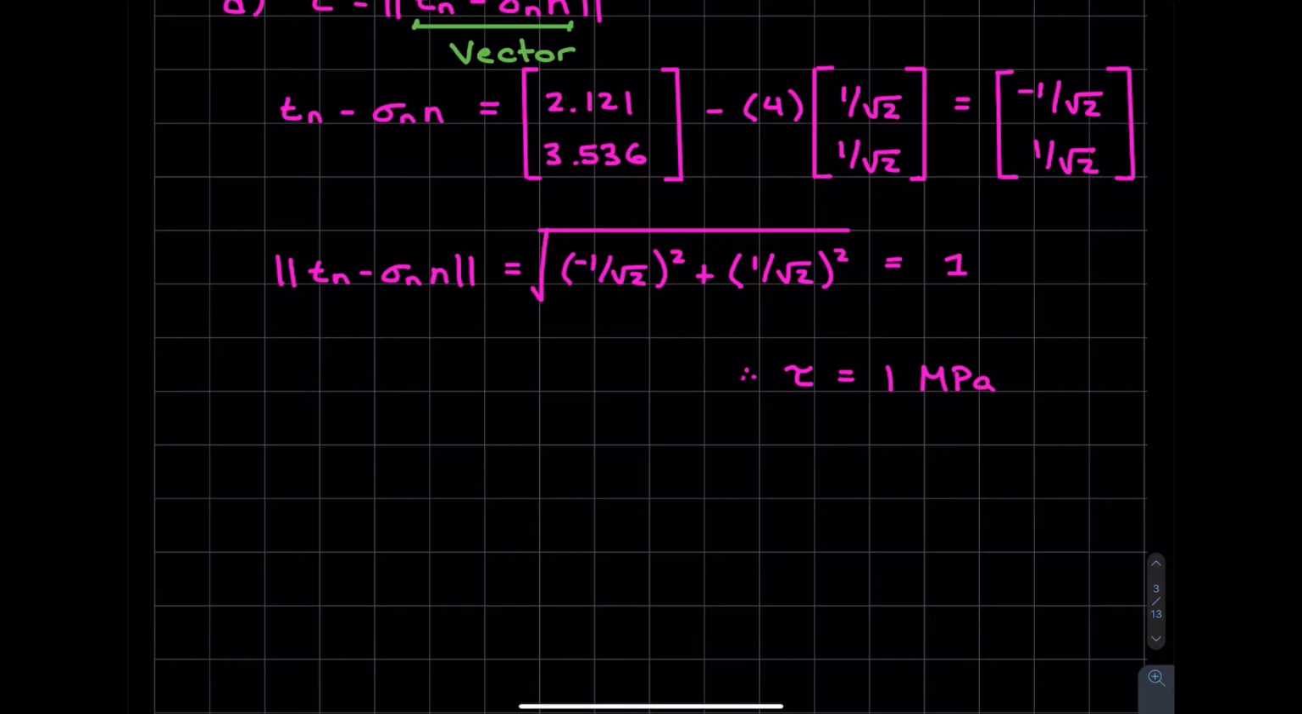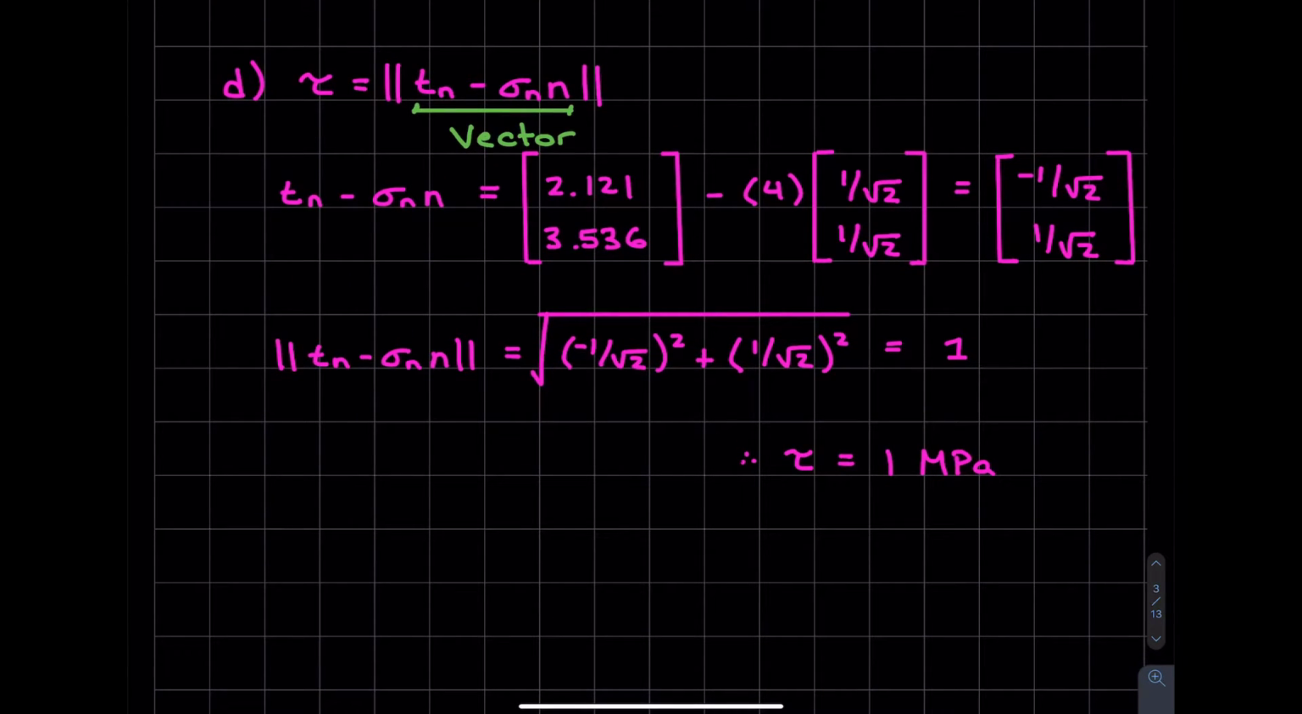So this would just be 1 MPa. I know that this formula looks really bad, but it's actually quite simple once we figure it out. And the key is realizing that inside of there is just a vector.